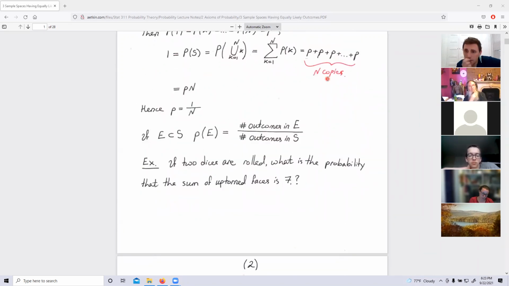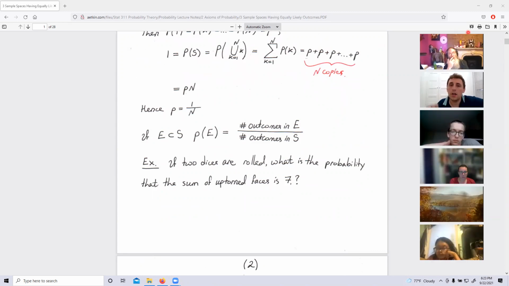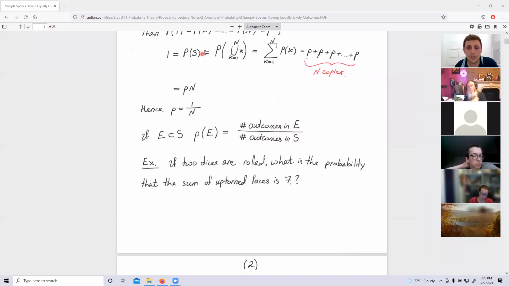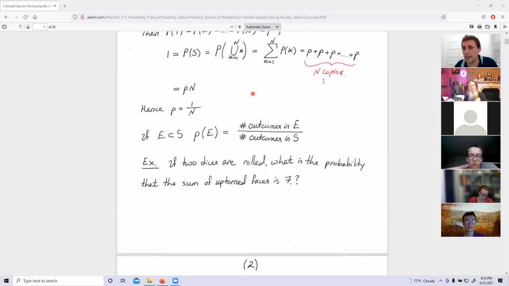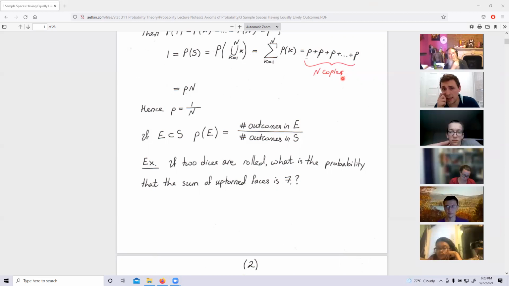So here is an example. If 2 dice are rolled, what is the probability that the sum of upturned faces is equal to 7? Okay, so clearly when 2 of them are rolled, I have this sample space where you have the first die is one of 6 numbers and the second die is one of 6 numbers. Do you agree? So altogether, I have 36 possible universes.